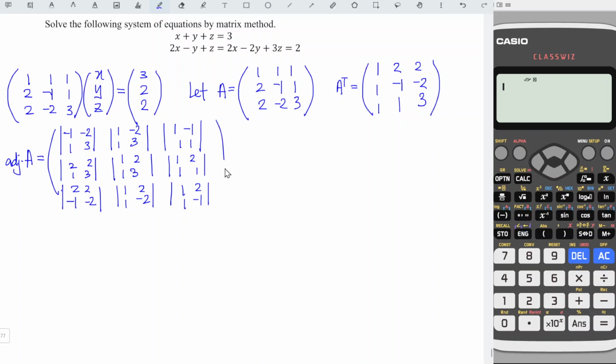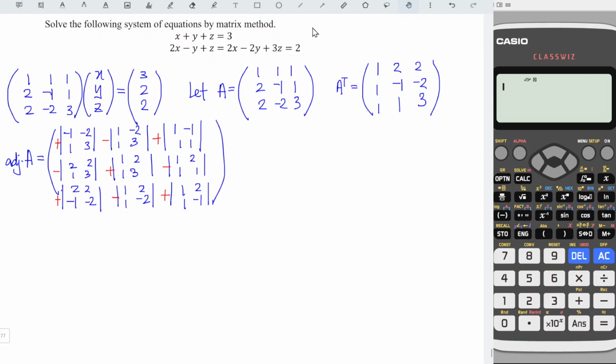And what we have to do next is to add the plus minus sign alternately. We should have plus, minus, plus, minus, plus, minus, plus. And next, we just have to apply the method to determine the determinant of a 2x2 matrix.